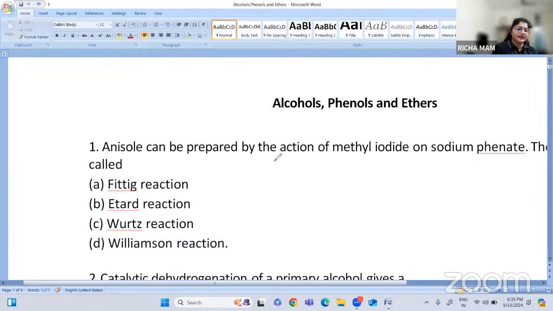What is the answer? Try. Okay, so anisole is what? This compound is with the OCH3, the methoxy group.